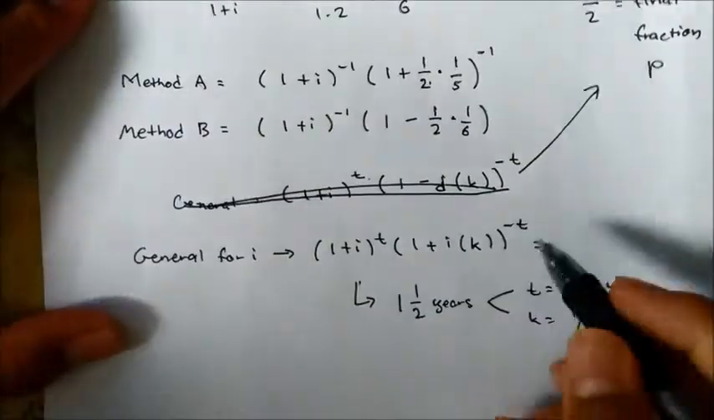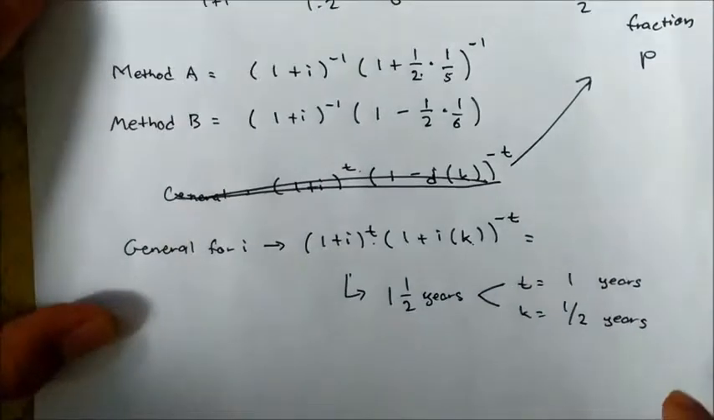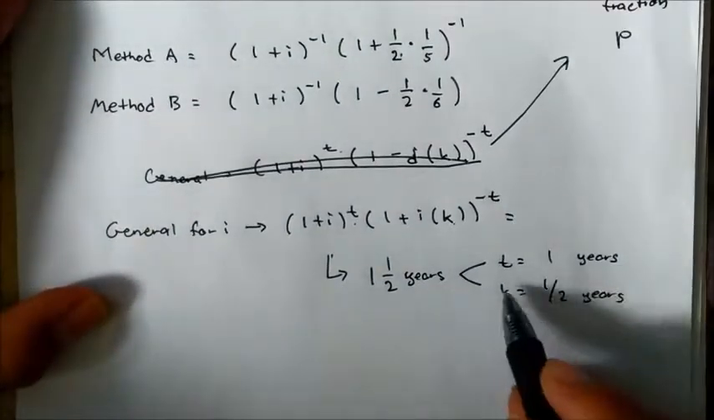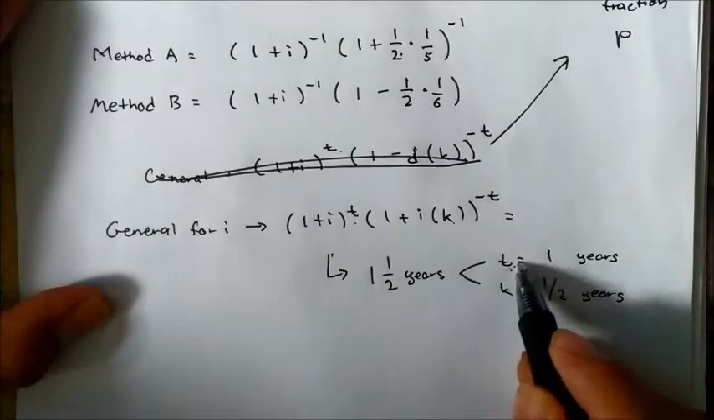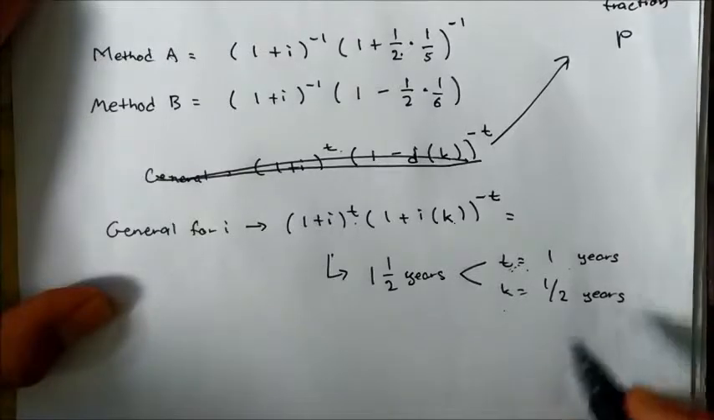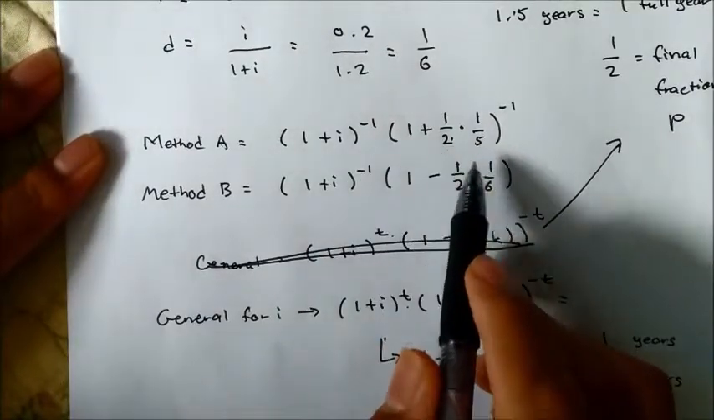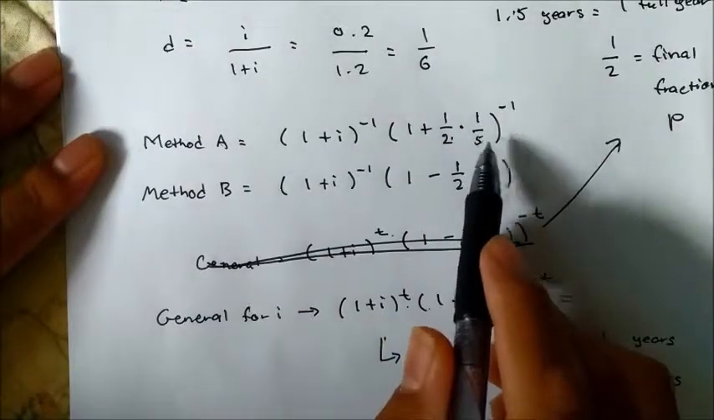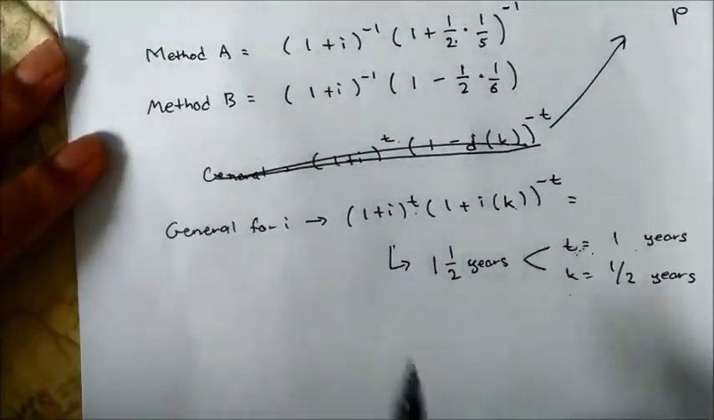So t and k here: 1.5 years is actually t equals 1 year. T is 1 full year, while k is how much the final fractional period is for the given year. So therefore, that's why we use 1 over 2 times 1 over 5 here. Alright, so proceed to the question.